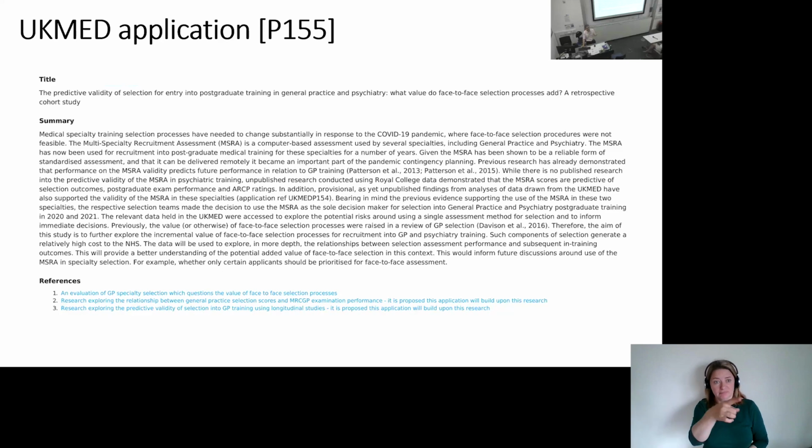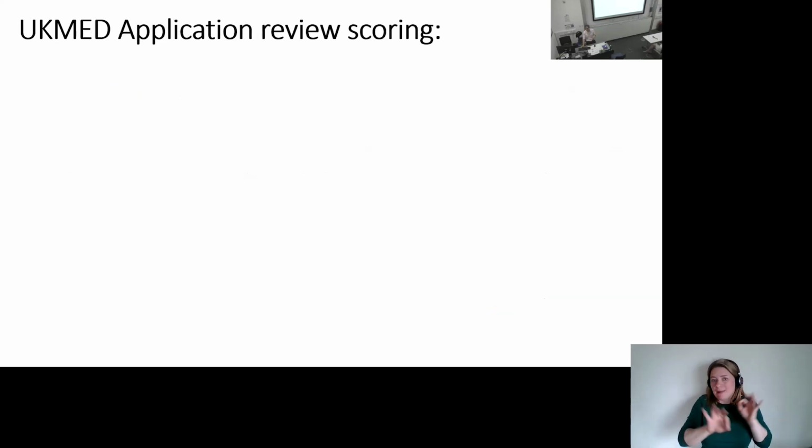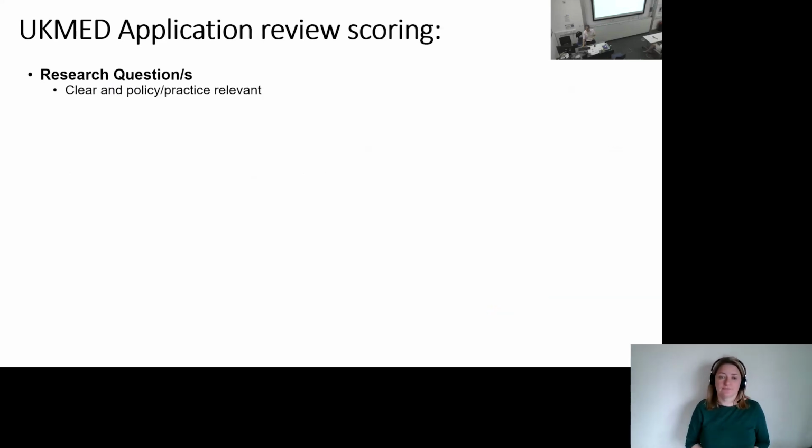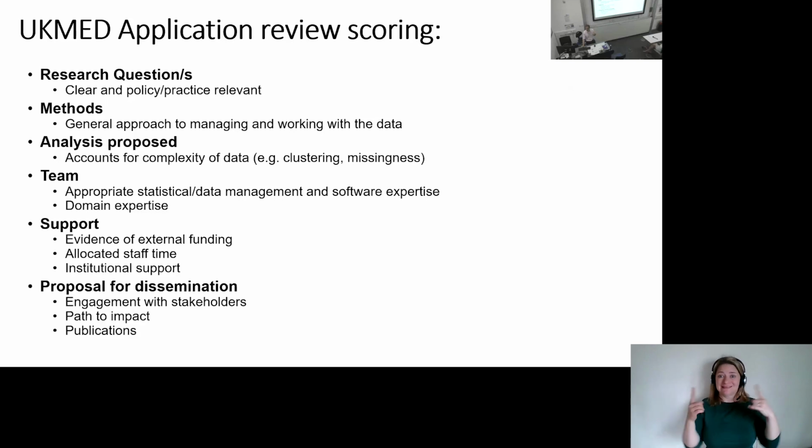It provides a summary of what the application was about. And I'm just going to go through the different areas of research scoring quickly with examples. So we score the, I no longer sit on the group, but they still score the research questions. They score the methods, the analysis proposed. They also look at your team expertise, the support in terms of funded and unfunded time, and also your proposals to actually disseminate and get the research out there and hopefully into policy.